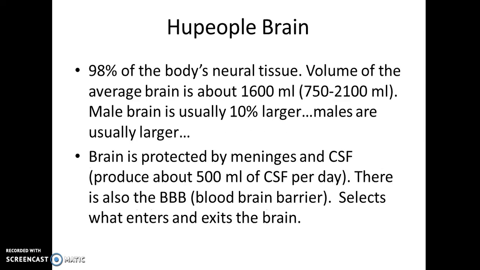In us humans, 98% of our body's neural tissue is found in the brain, and the average brain is about 1,600 milliliters, 1.6 liters. The male brain is about 10% larger because males are usually larger. The brain is protected by meninges and cerebrospinal fluid. You produce about 500 milliliters of that per day. There's also the blood-brain barrier, in which astrocytes surround the capillaries of the blood vessels in the brain to prevent things from moving in and out.